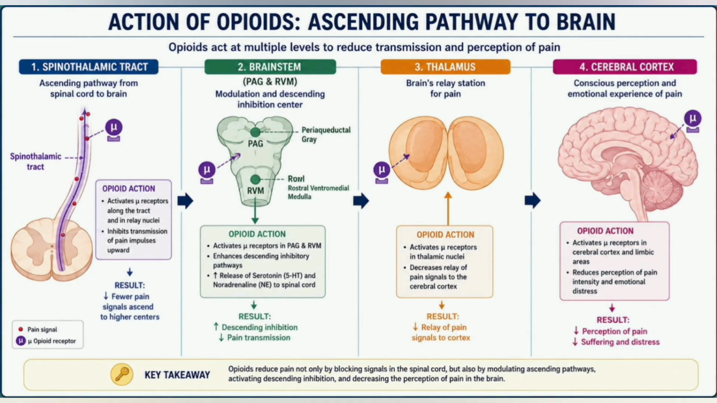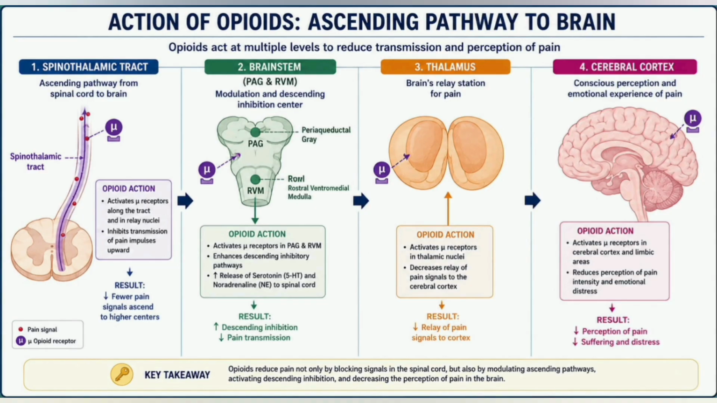Then in the brain stem, there is periaqueductal gray matter and rostral ventromedial medulla (RVM). So activation of mu receptors in the periaqueductal gray matter and rostral ventromedial medulla enhances the descending inhibitory pathways. So there is increased release of serotonin and noradrenaline to the spinal cord. So the result is increased descending inhibition and reduced pain transmission. Then in the thalamus, which is the brain's relay station for pain, activation of mu receptors in the thalamic nuclei decreases the relay of pain signals to the cerebral cortex. So the relay of pain signals to the cortex reduces.